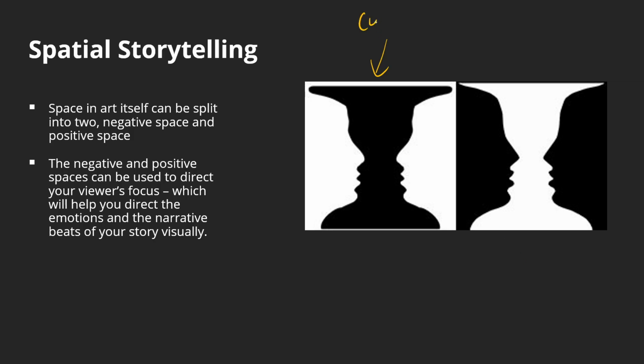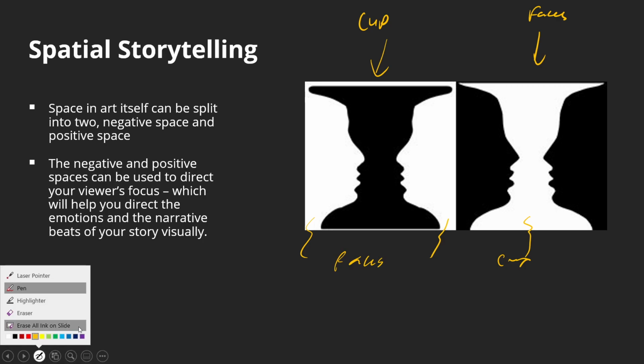So here you see the cup more, right? And here you see faces more, right? But you can refocus your eye, then suddenly you see that, ooh, the cup is here. Then you refocus here, ooh, the faces are here. Right? Things the dark color.